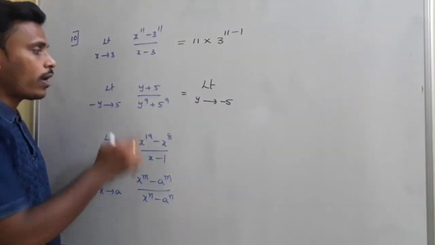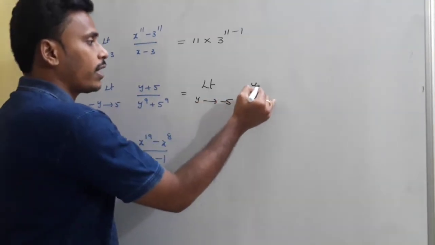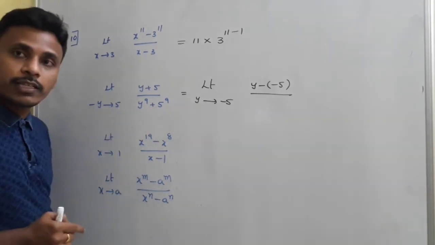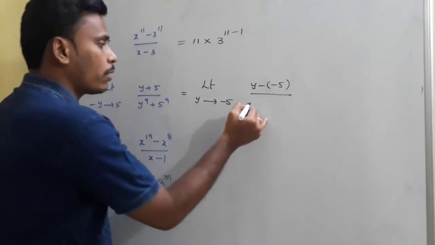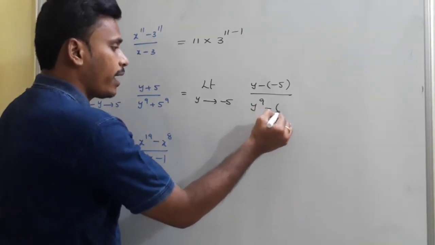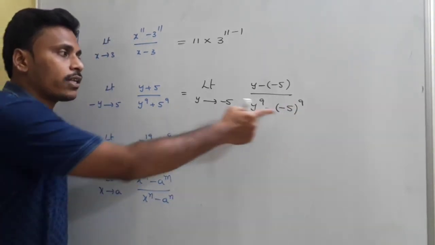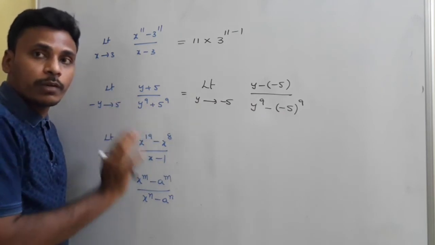No problem. Okay. And this is y plus 5, which I can write as y minus of minus 5, divided by y power n plus 5 power 9. So this is simply nothing but what? y power 9 minus of minus 5 power 9. Just look there. Minus of minus 5 power 9 is simply y power 9 plus 5 power 9.